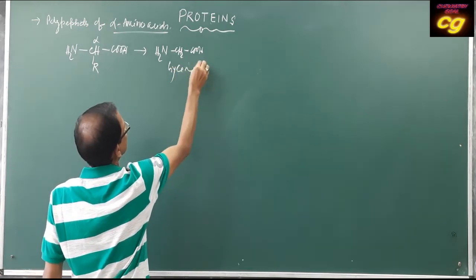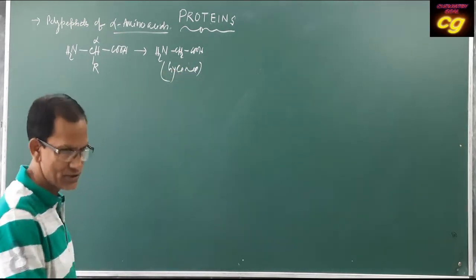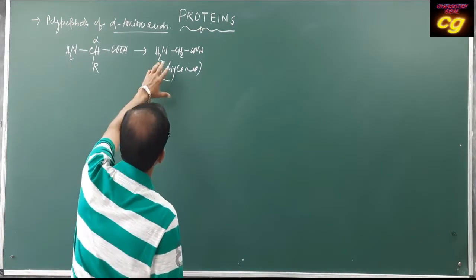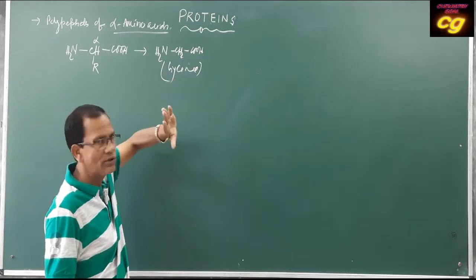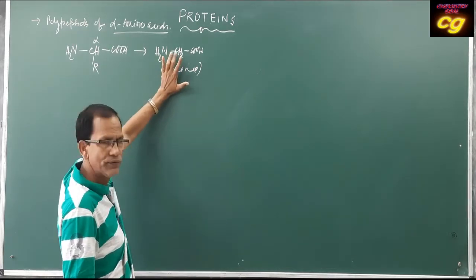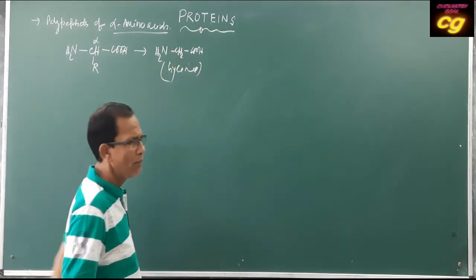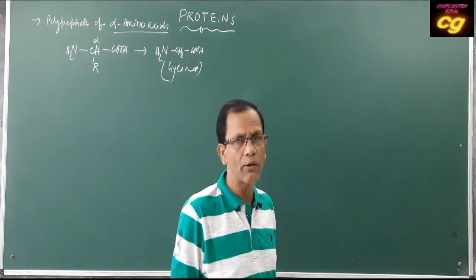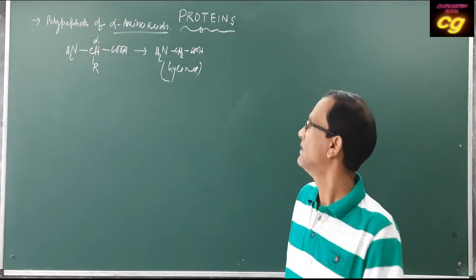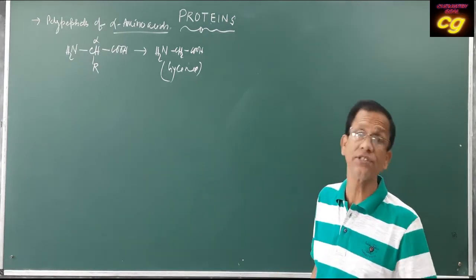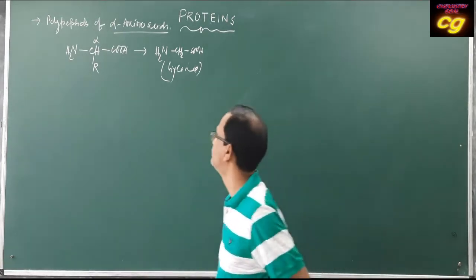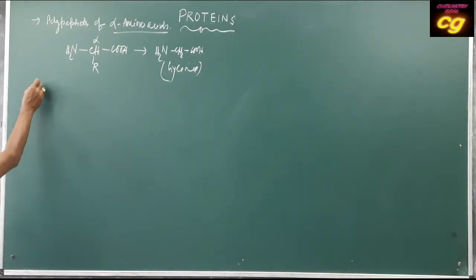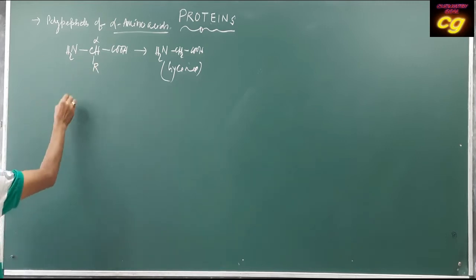Glycine is the first member of amino acids, and it is optically inactive because it has no chiral center. But except glycine, all alpha amino acids are optically active. That's why we can say the proteins are also optically active. So when these amino acids combine, let us discuss how the peptide bond is formed.